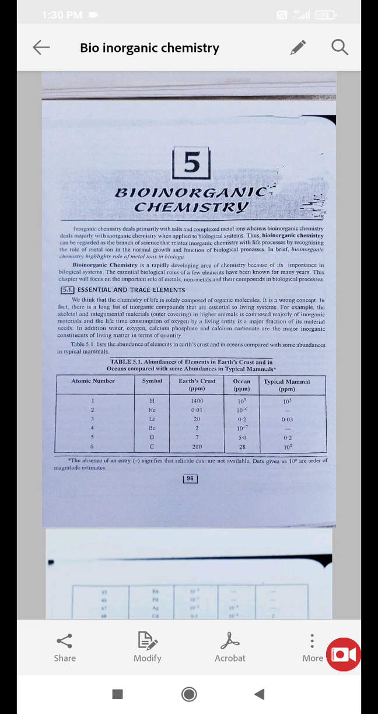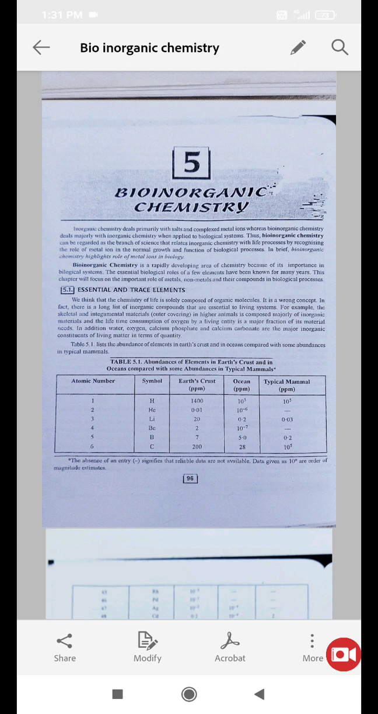Inorganic chemistry deals primarily with salts and complex metal ions, whereas bioinorganic chemistry deals majorly with inorganic chemistry when applied to biological systems. Thus, bioinorganic chemistry can be regarded as the branch of science that deals with inorganic chemistry in life processes by recognizing the role of metal ions in the normal growth and function of biological processes. In brief, bioinorganic chemistry highlights the role of metal ions in biology.